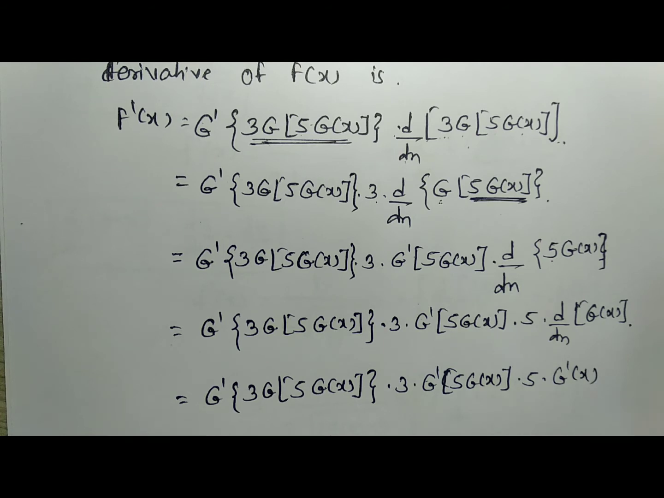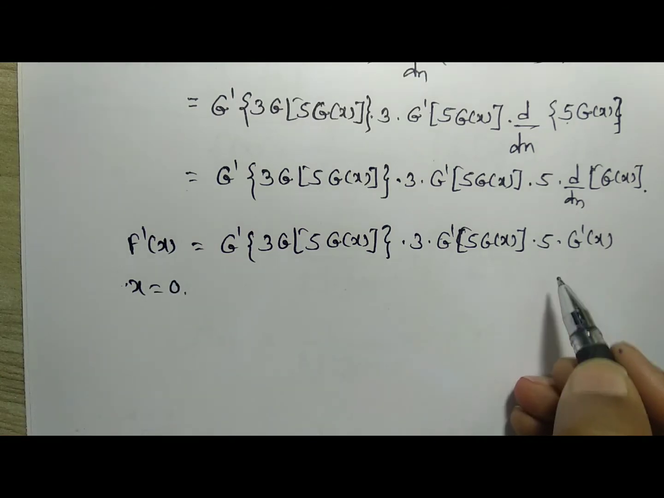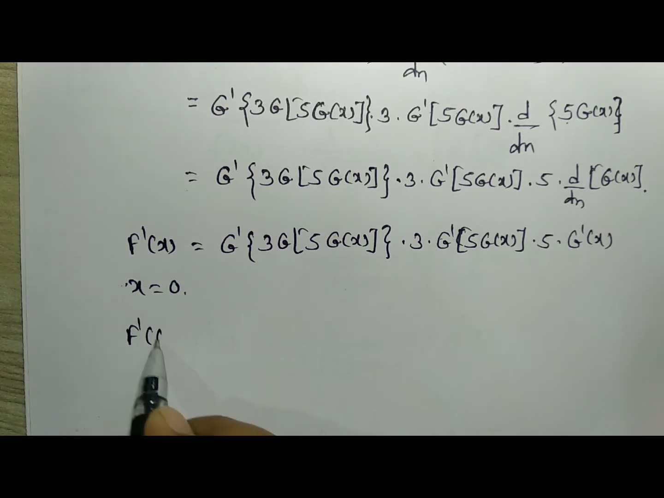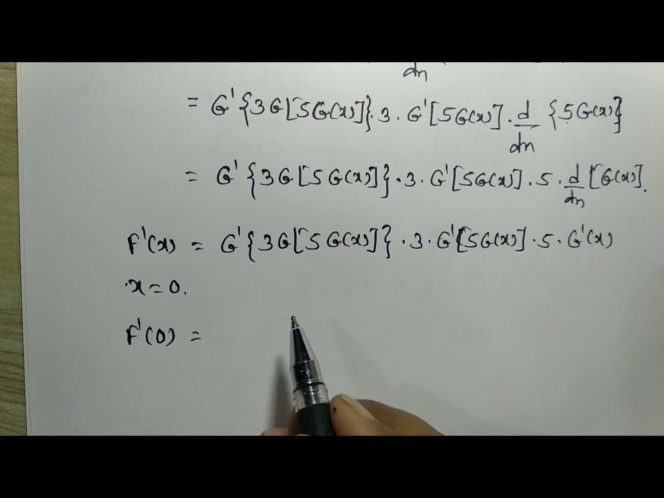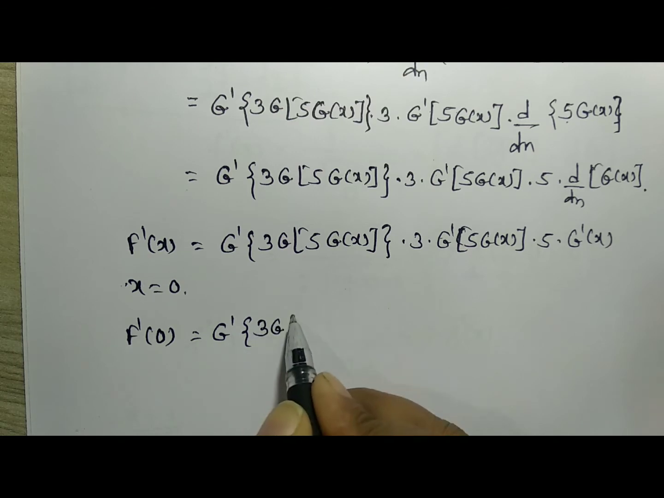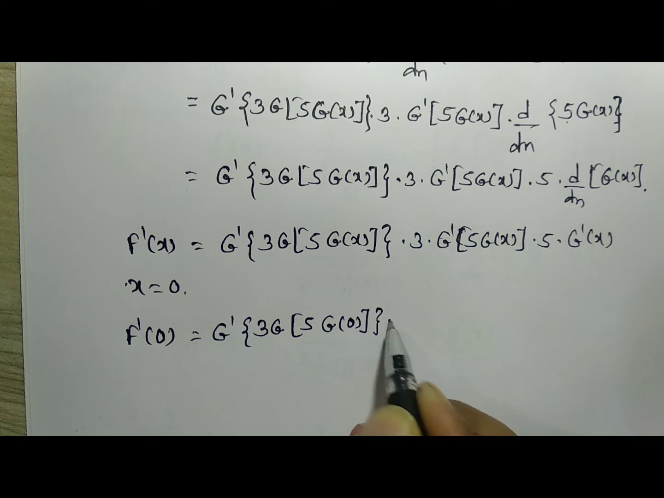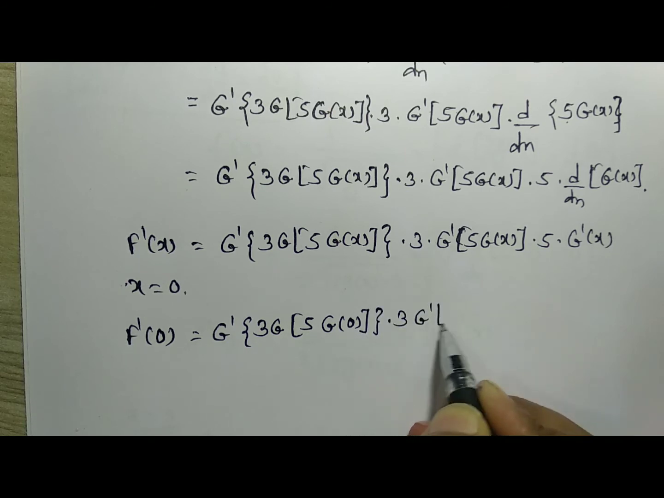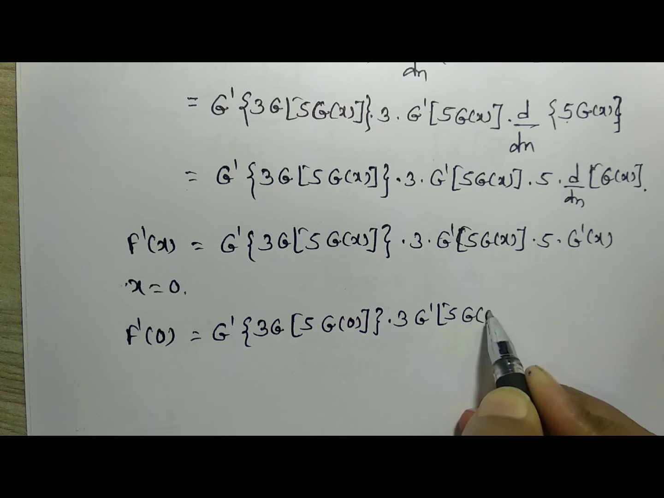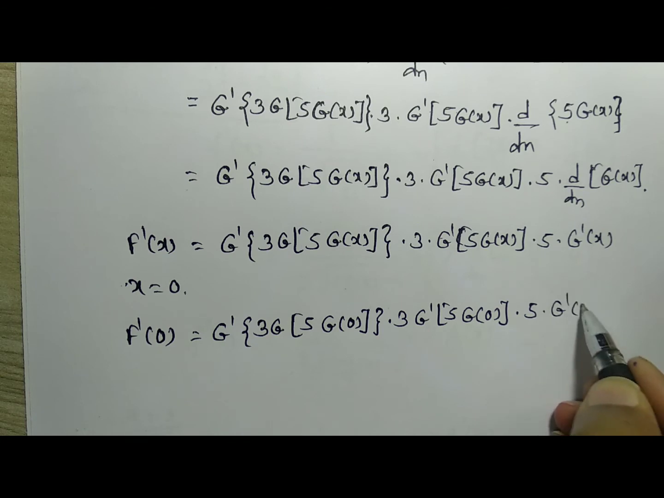Right now we want to find f'(x). We want to find f'(0), and therefore we put the value x = 0 inside the derivative. Therefore f'(0) is equal to g'(3g(5g(x))) times 3g'(5g(0)) times 5g'(0).